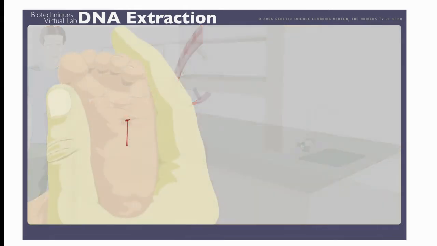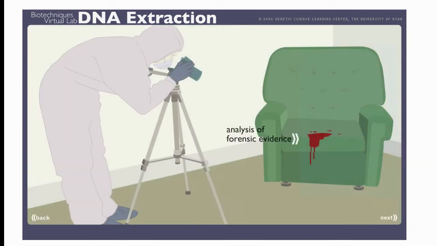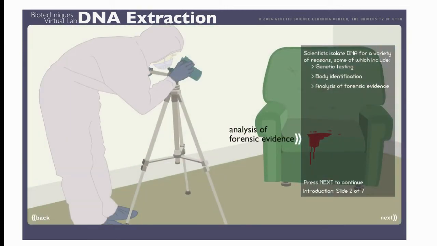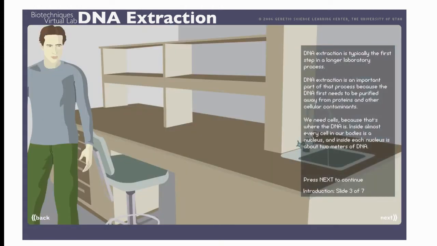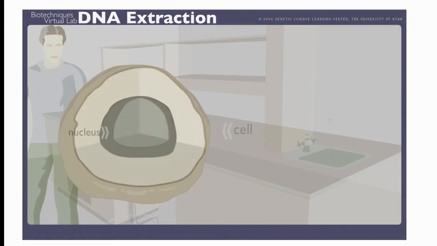DNA extraction is the first step in analyzing samples of DNA for genetic testing, identifying bodies, or analyzing other types of forensic evidence. DNA extraction allows the DNA to be purified. This is accomplished by removing other types of materials found in cells, such as proteins. Let's click on Next to continue the activity.